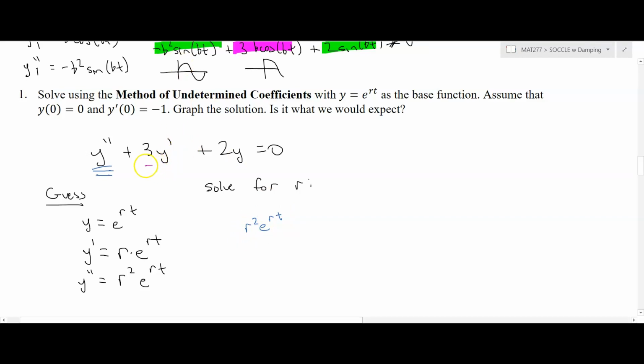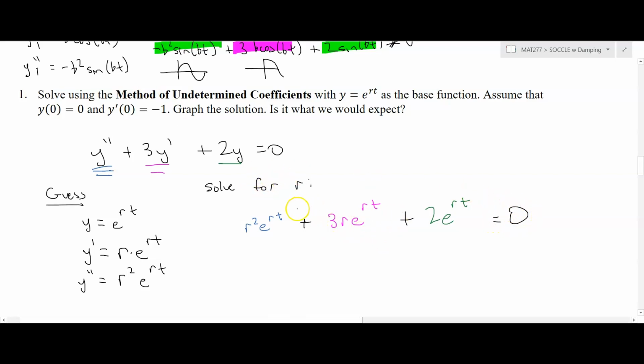Now we have that 3y is going to be 3 times r e to the rt. So 3r e to the rt. And then 2y, which is this guy here, that's going to be 2 times e to the rt. So we'll have plus 2e to the rt. And we know that these three things have to add up to 0.